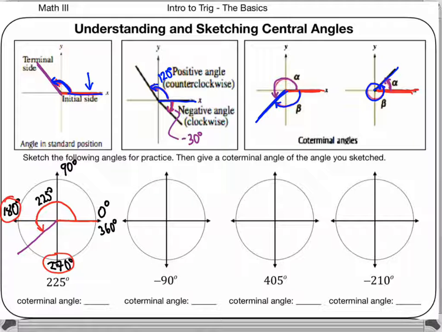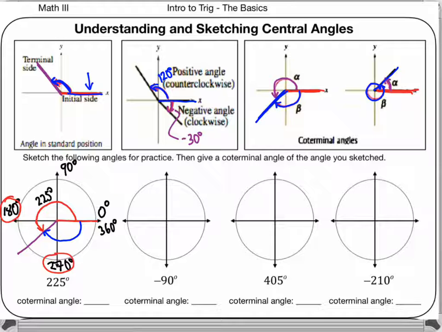225 degrees, okay. Now, a coterminal angle would be, we know that there's 360 degrees in a circle. So therefore, if I started right here and I went in this direction, what angle, if I went in the negative direction, is going to go ahead and meet with that?